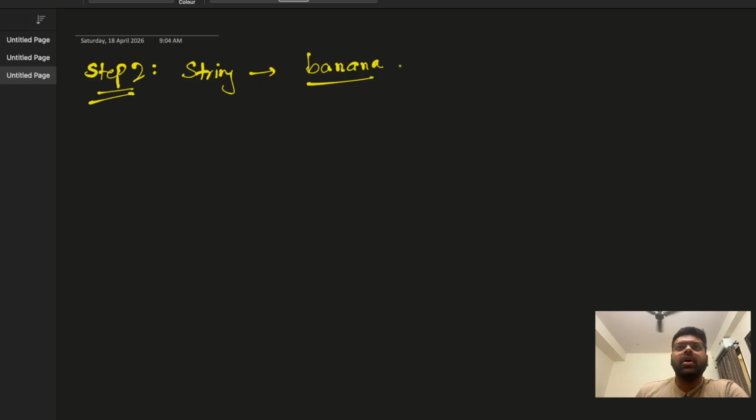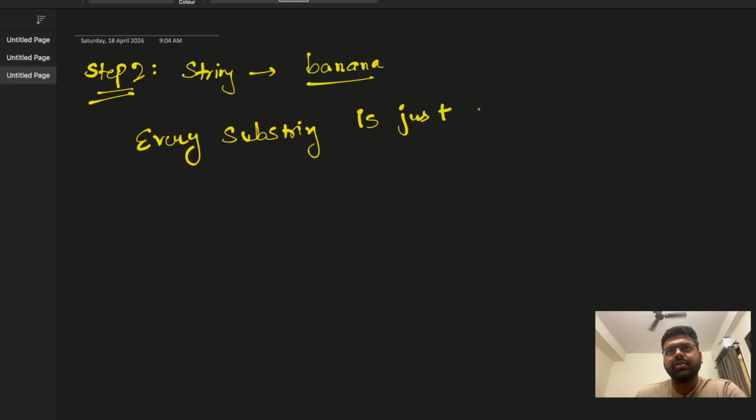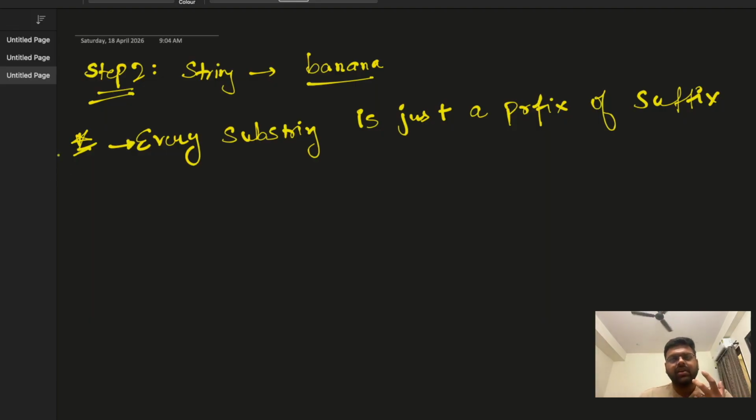Okay, now if we observe a very small thing, that every substring is just a prefix of a suffix. If I write this particular line, are we able to get anything, or are we able to understand what we actually mean by this?